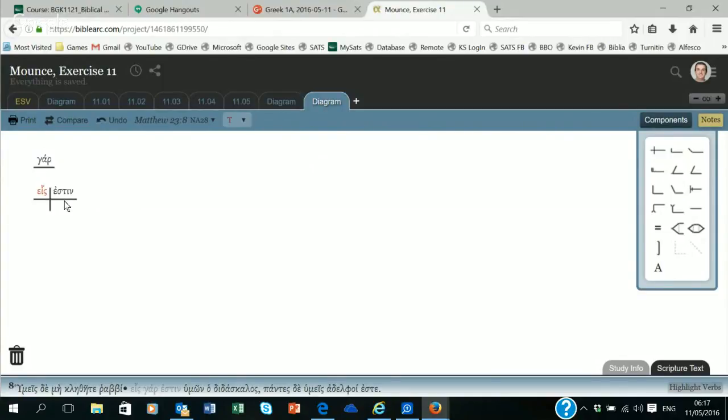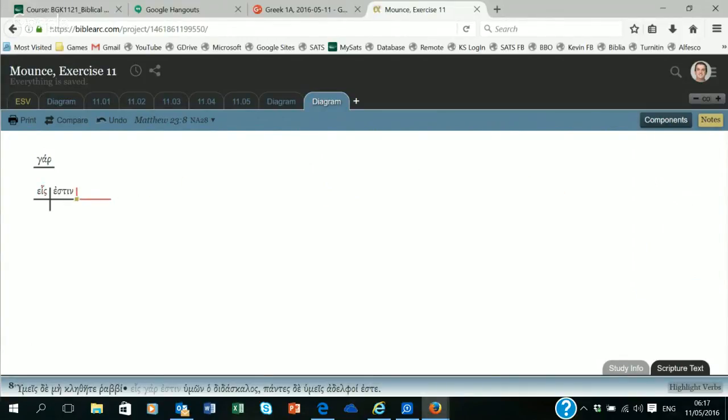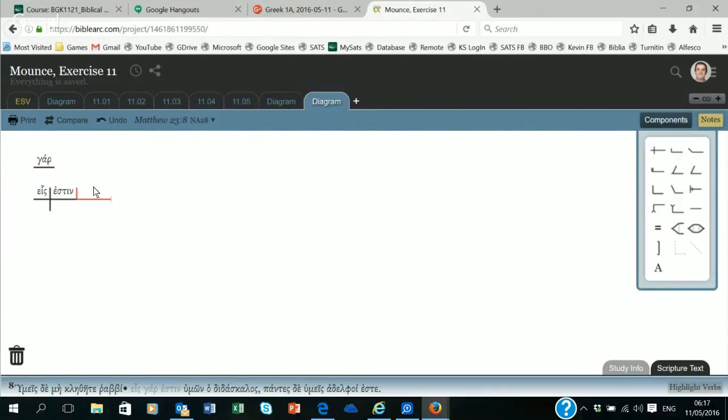This sentence is abnormal because it doesn't have a direct object. It has a predicate nominative. If it had a direct object, I would put one of these here, and I'd put the direct object where my arrow is pointing. Can you see my arrow pointing just to the right-hand side of estin? No. Okay, so it's showing correctly. But we don't have a direct object. What we have is a predicate nominative.